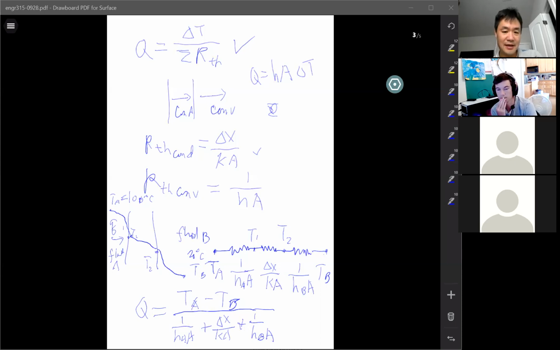Let's say I'll give you the cross-section area. Surface area is 1 meter square. Let me write it down. A equals 1 meter square. Convection transfer coefficient, HA, let's say, equals 100 watt per meter square. It's hard for me to type the units, so I just give you the number here. HB, let's say, is 50.